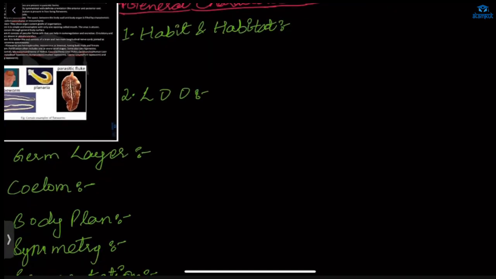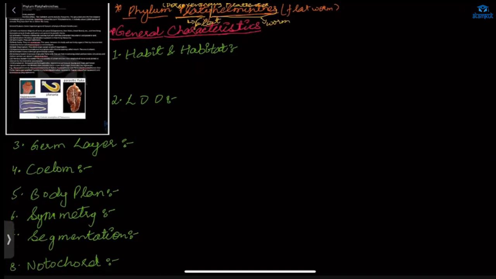Now their general characteristics again. What is their habit and habitat? Again, here is an interesting point for the first time. They are terrestrial also. Earlier, in everything we studied, all were aquatic forms, none of them were terrestrial.